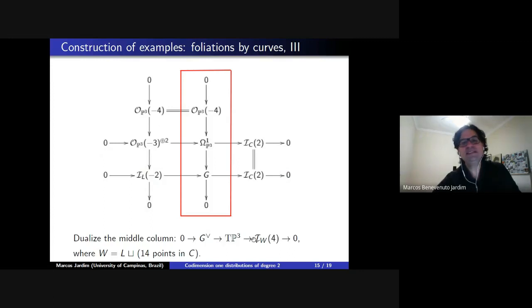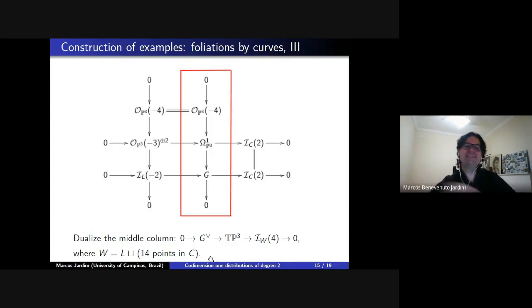So you have this codimension 1 distribution here, whose tangent sheaf is this sheaf G2. This is our reflexive sheaf. And the W, the singular locus, is going to be the line L, this line, plus 14 points in this curve C.